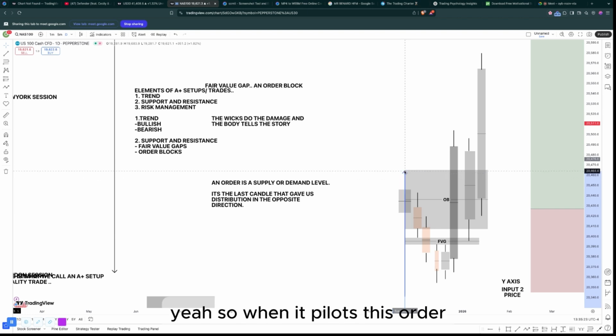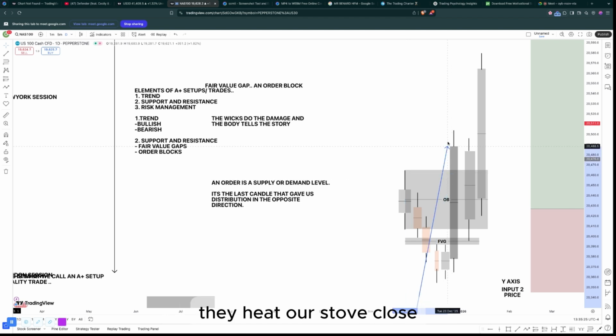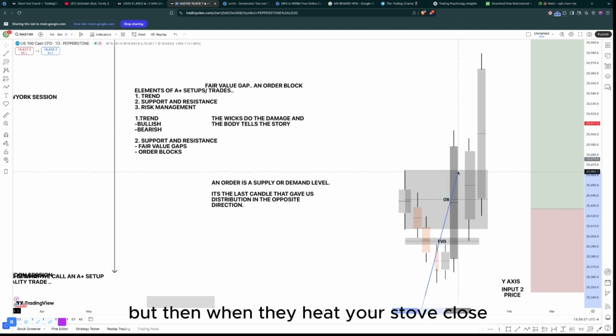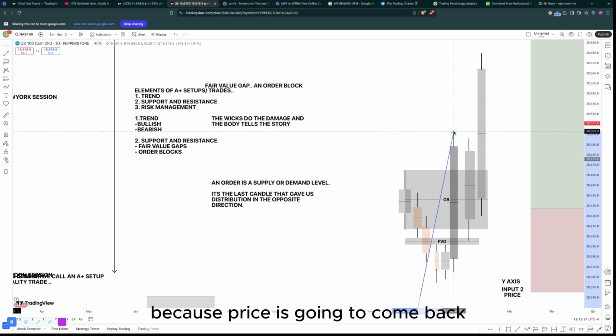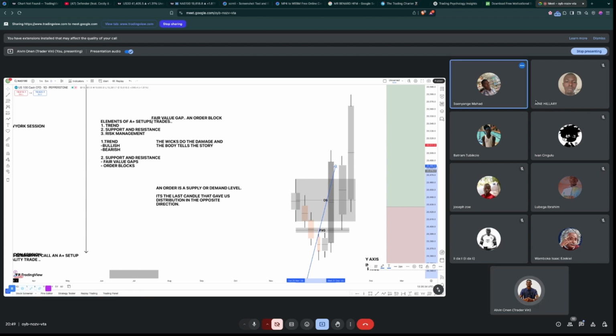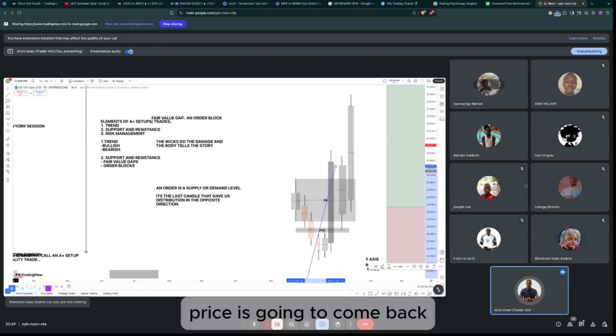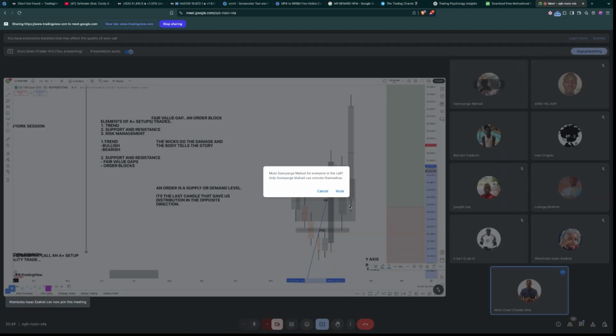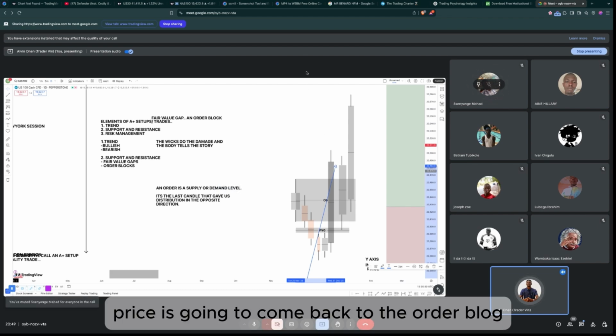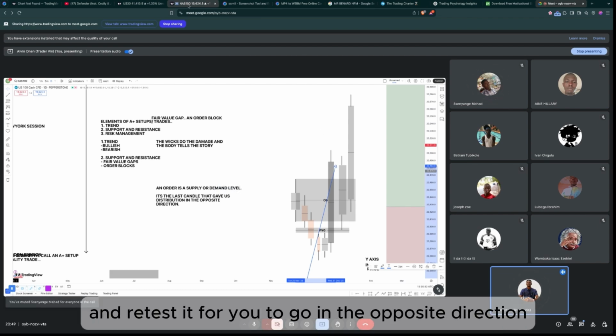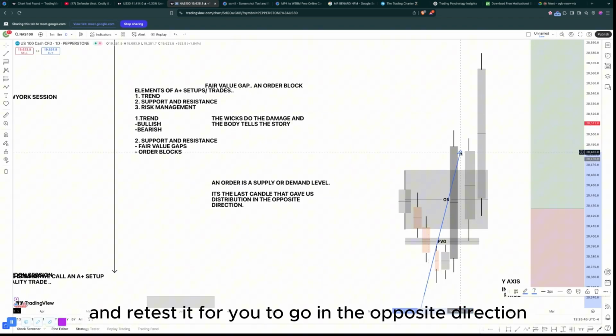Yeah, so when it violates this order block, they hit our stop loss. But then when they hit your stop loss, you just have to relax, stay composed. Why? Because price is going to come back. Price is going to come back to the order block and retest it for it to go in the opposite direction.